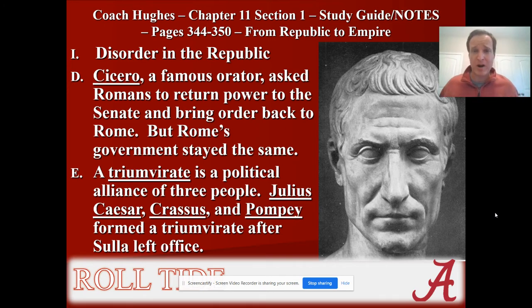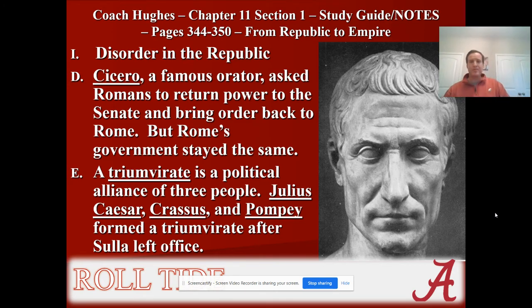Circle this, put a star by it. You need to know this one for the upcoming quiz and test. A triumvirate. Tri, meaning three. A triumvirate is a political alliance of three people. And the first triumvirate that you need to know was made up of Julius Caesar, Crassus, and Pompey. And they formed the first triumvirate after Sulla left office.